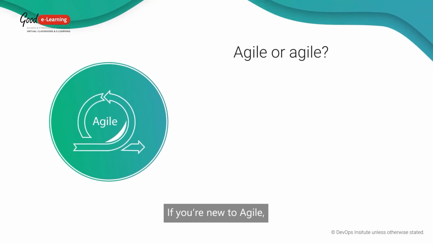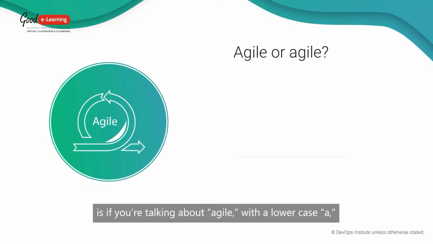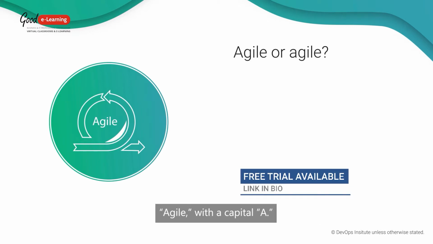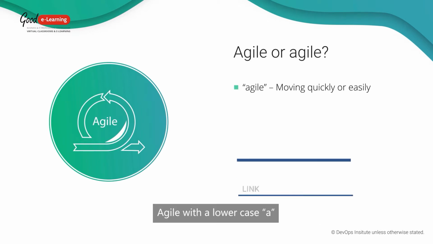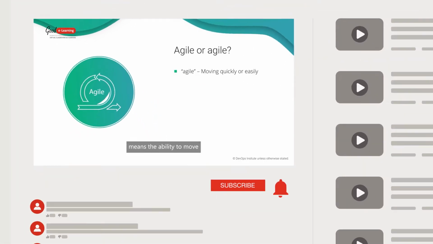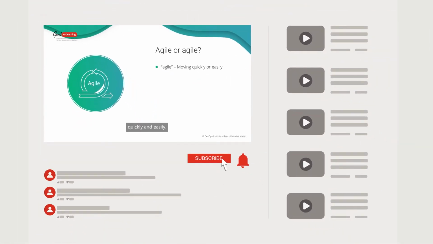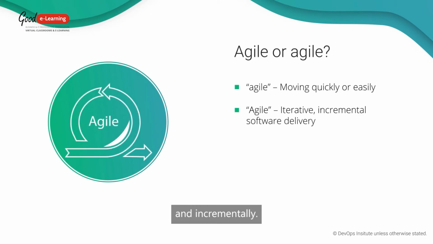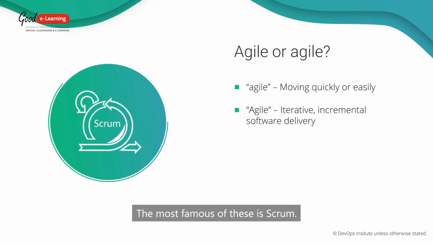If you're new to Agile, the first thing to establish is if you're talking about Agile with a lowercase a or Agile with a capital A. Agile with a lowercase a means the ability to move quickly and easily. When used with a capital A, Agile refers to a collection of approaches to develop software iteratively and incrementally. The most famous of these is Scrum.